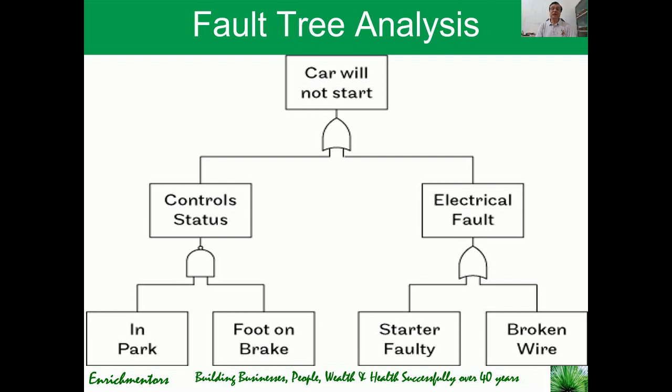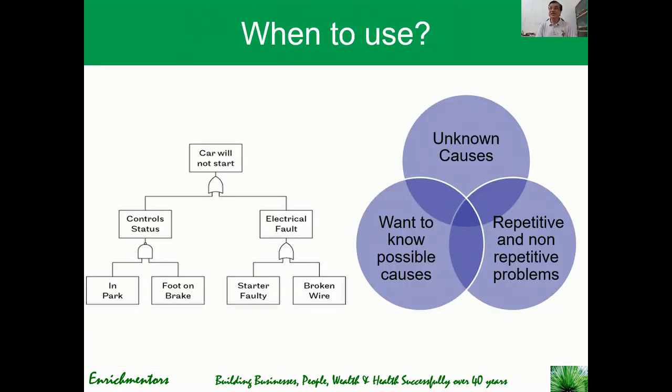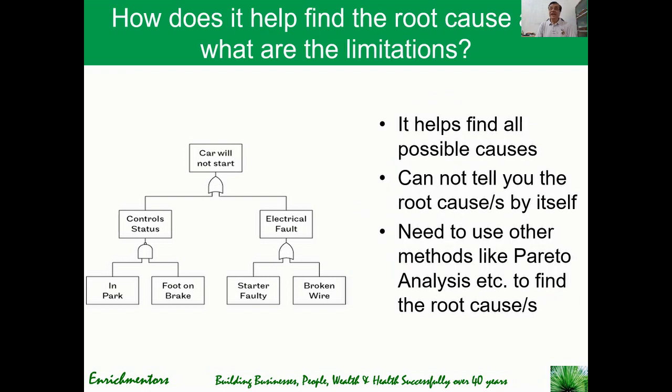When to use fault tree analysis? When the causes are unknown, you do not know the causes and you are brainstorming. The problem could be repetitive or non-repetitive, and you want to know the possible causes. How does it help you find the root cause? It only helps you find the possible causes. It cannot tell you the root cause by itself. You need other methodologies like either Pareto analysis or 5 whys. 5 whys, maybe it can be used, but by itself it cannot tell you the root cause.